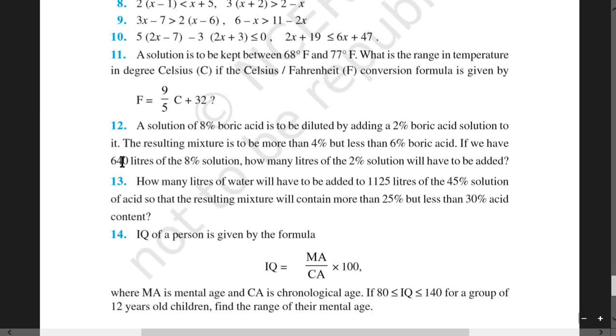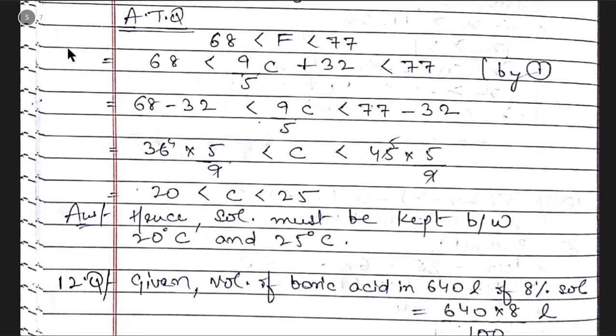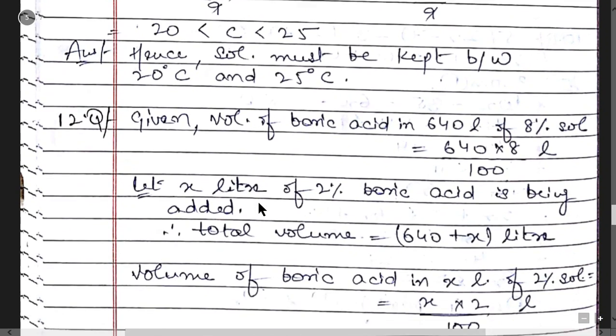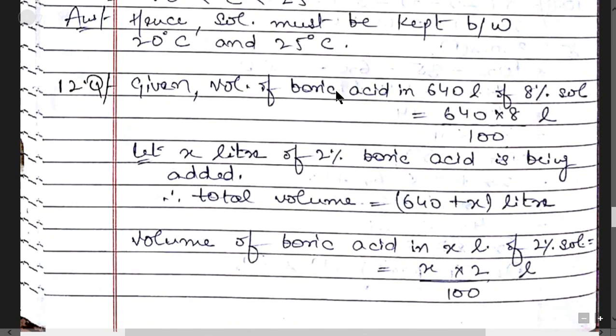If we have 640 liters of 8% solution, the volume of this solution is given to you, that is 8%. The volume is 640 liters. How many liters of 2% solution? It means we have to calculate the volume of 2% boric acid solution. Let's calculate. Given volume of boric acid is 640 liters of 8% solution. It means we can write 640 multiply 8 divided by 100 liter.